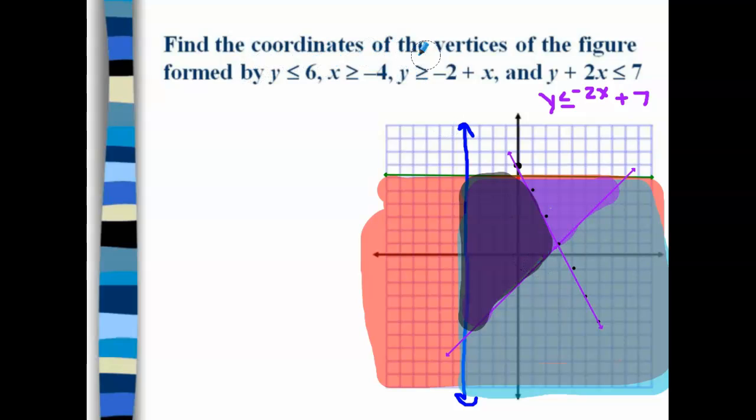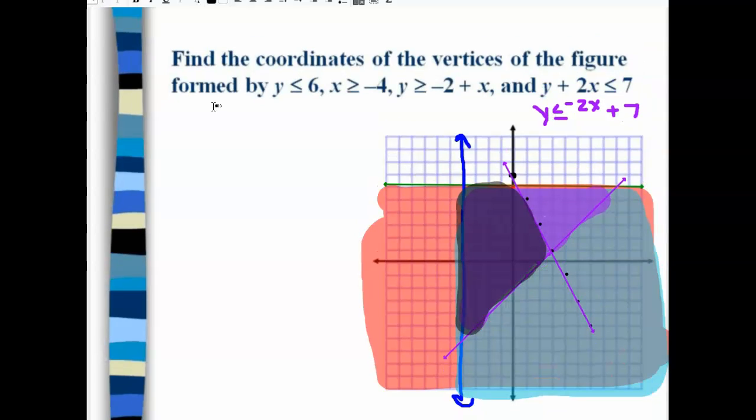It asked me to find the coordinate of the vertices of the figure. So the coordinate of the vertices are all the points of intersection. So that's this point right here. So that's at negative 4, positive 6. So we're going to have 4 coordinates in this case. So one coordinate is at negative 4, positive 6.